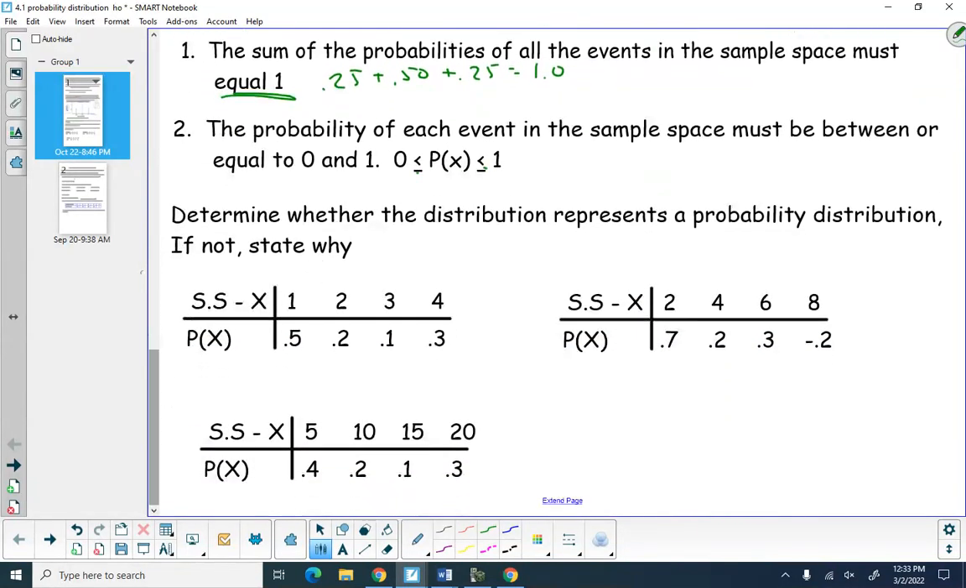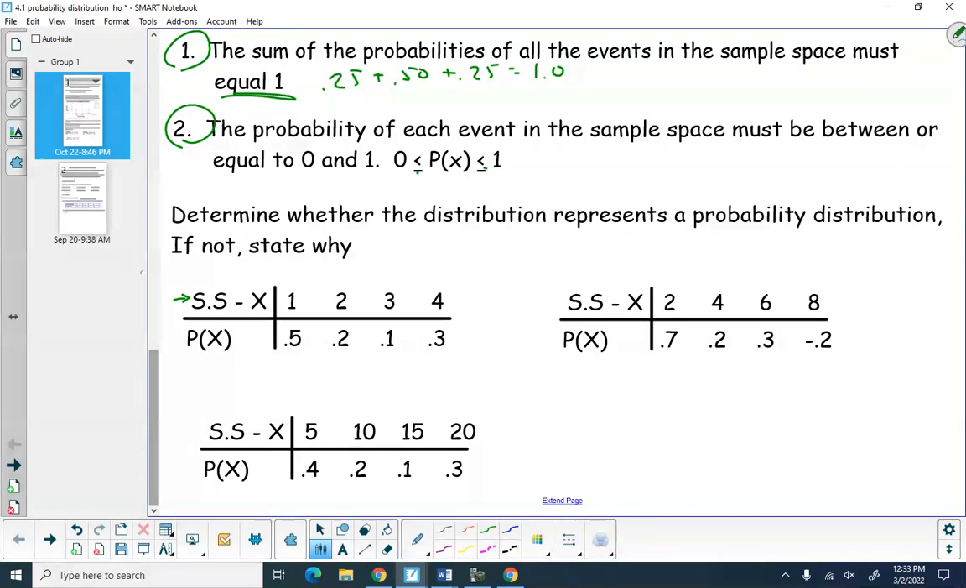So if we take a look at 3 scenarios here, determine whether the distribution represents a probability distribution. Probability distribution, there's 2 rules. You must be able to add them up to equal 1, and all their probabilities must be between 0 and 1. What we have along the top is a sample space. Whatever the event is, you can get a 1, 2, 3, or 4. That's the sample space in the event.